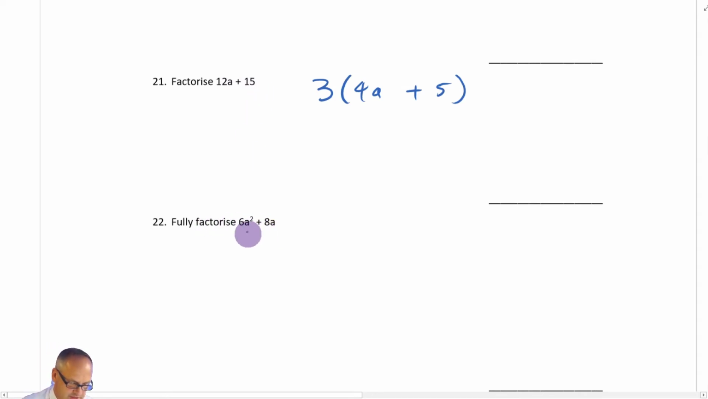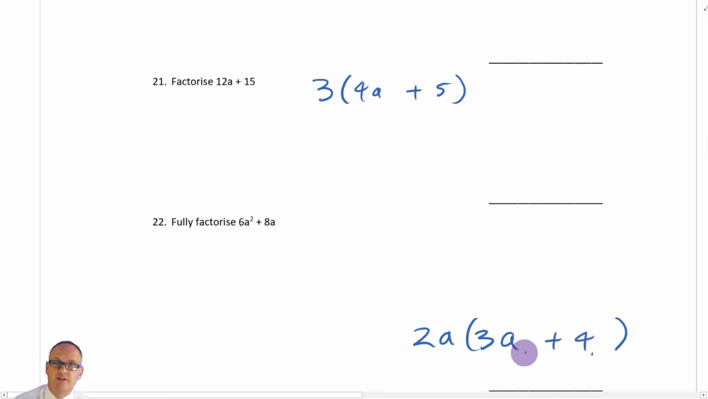Factorising this, we can see that 2 and a go into both terms. So let's take 2a out. 6 divided by 2 is 3. A squared divided by a is just a. If you times these together, we get 6a squared. What do we times 2a to get 8a? We need to times that by 4. And we can see there are no more common factors in the middle here.